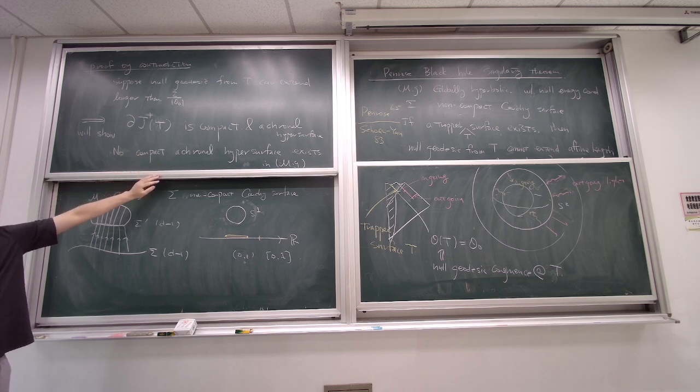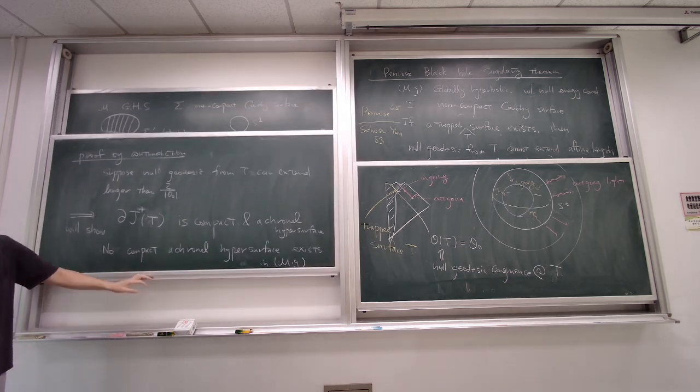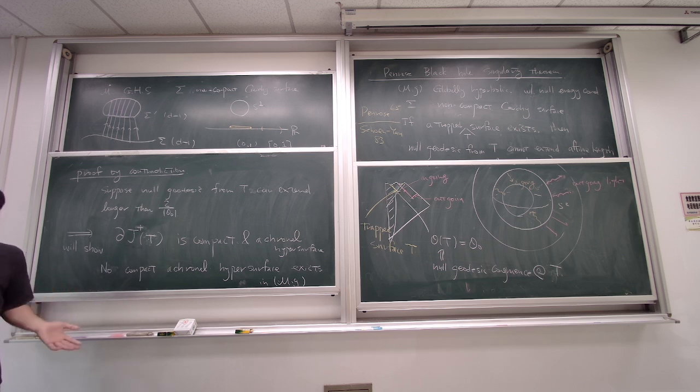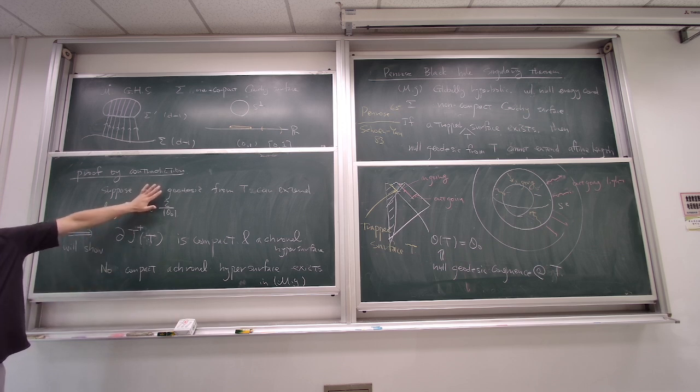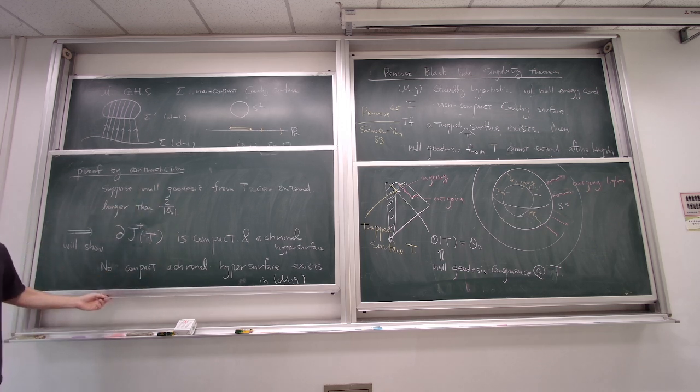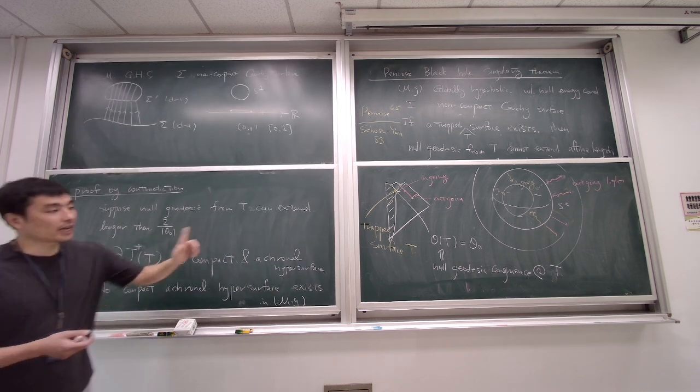From now on, we show that if you assume this, one can create this boundary of J plus, which is in fact compact and achronal. Therefore, this contradicts the property of spacetime. And I can erase this one.